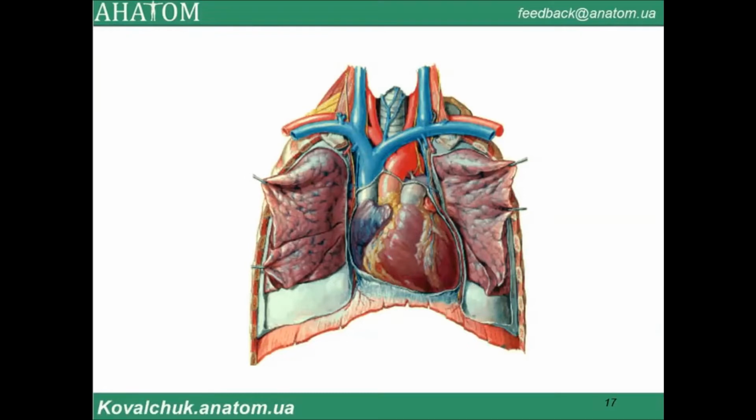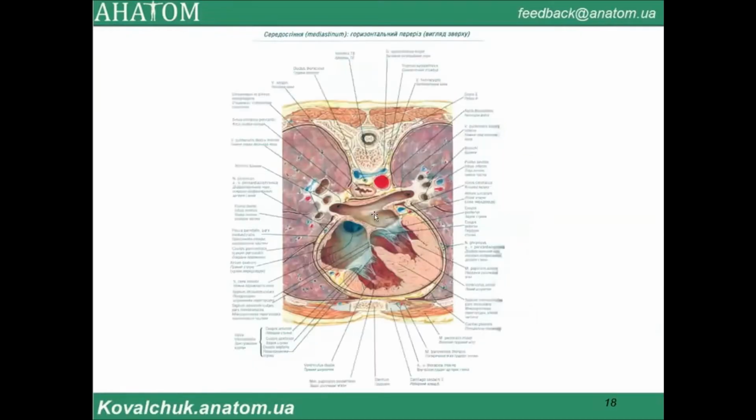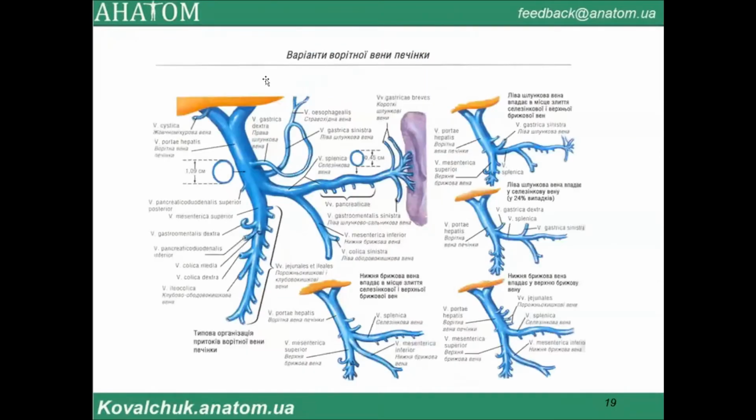Okay, here in a section: posterior mediastinum, medial mediastinum, and anterior mediastinum. The heart is located in the middle inferior mediastinum. Please remember. So, different vessels. Some vessels have a different variant, a big portion. The biggest portion variant in the whole human body.